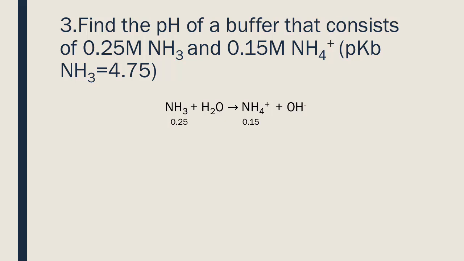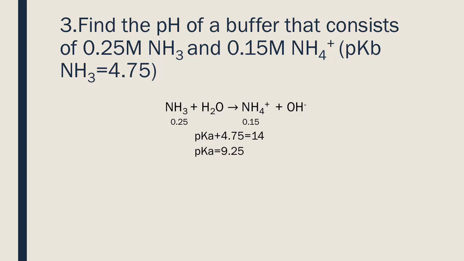NH3 is the base with a concentration of 0.25, and NH4+ is the acid with a concentration of 0.15. Since we are using the Henderson-Hasselbalch equation, we now need to get the pKa. If you remember, we can get the pKa from pKb using the equation pKa plus pKb equals 14. So that gives us pKa being 9.25.